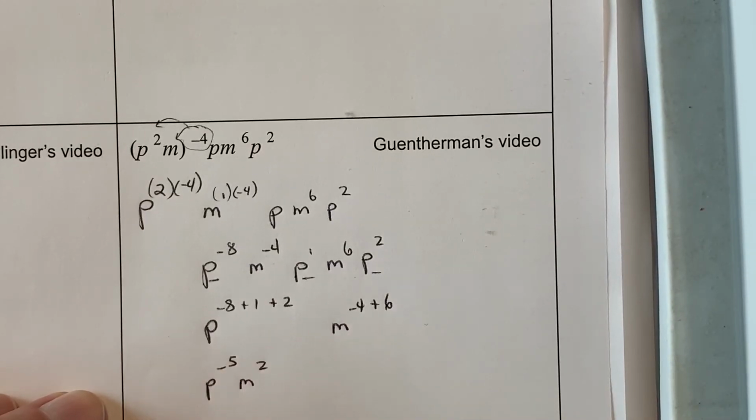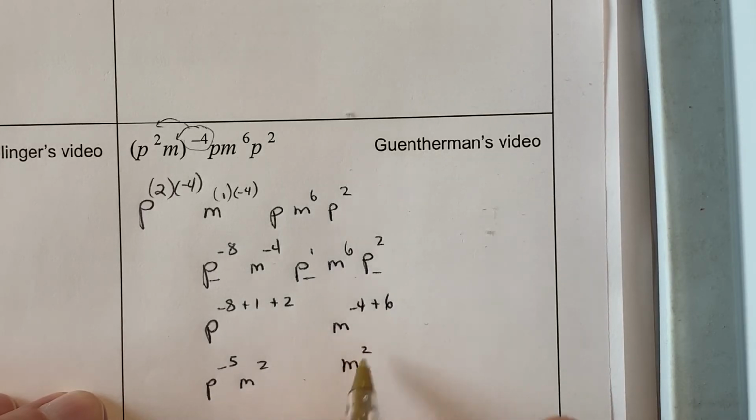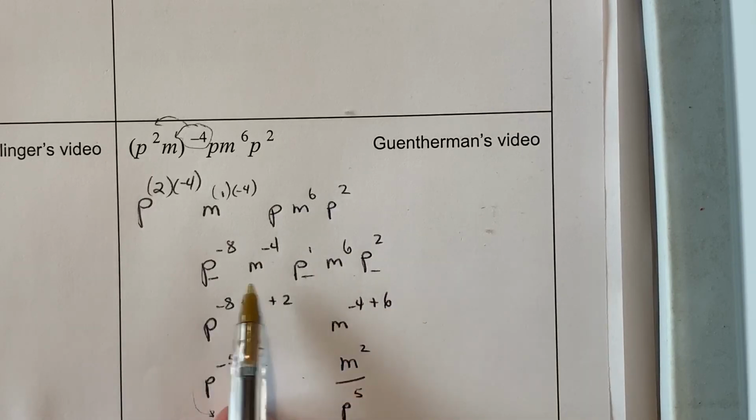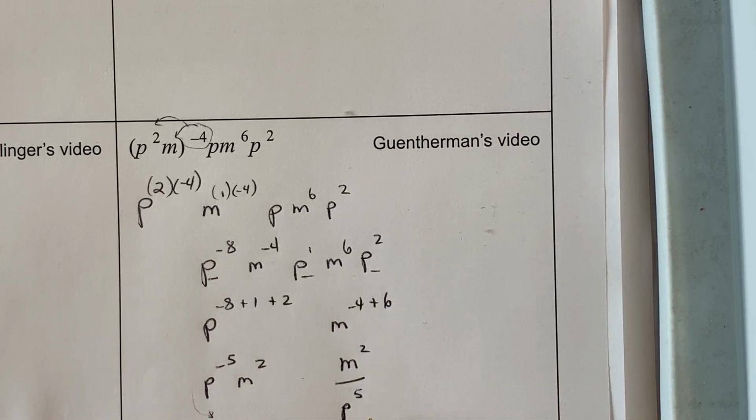We don't like to leave these with a negative exponent, so I'm going to rewrite this with m to the second, and then the negative exponent basically means we can put this in the denominator and make the exponent positive. So it's m to the second over p to the fifth, which is the same answer we get using the other method, but just looking at distributing and then working through the problem instead.